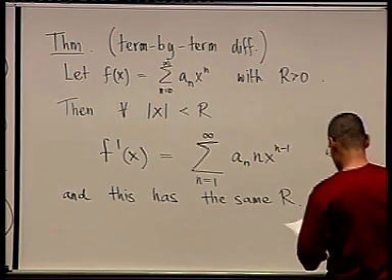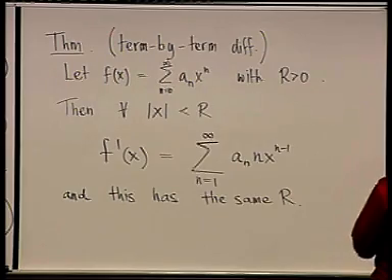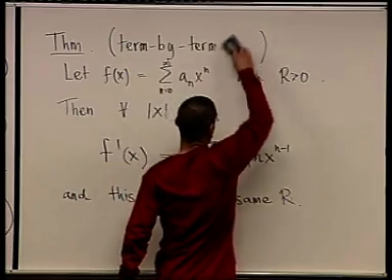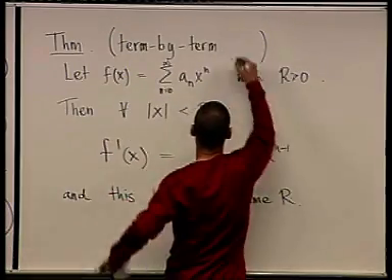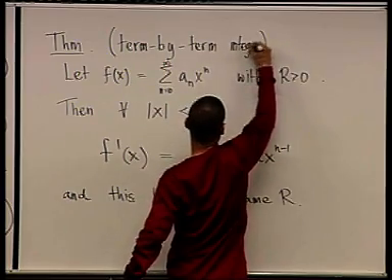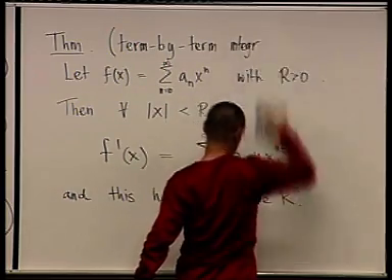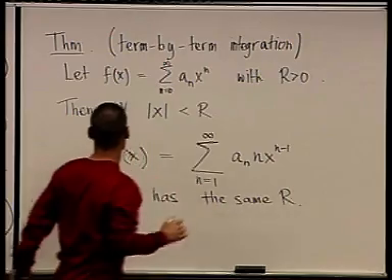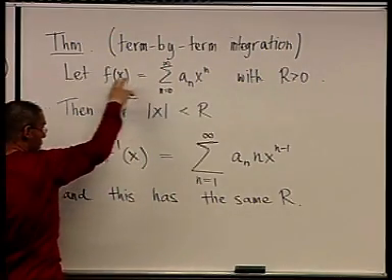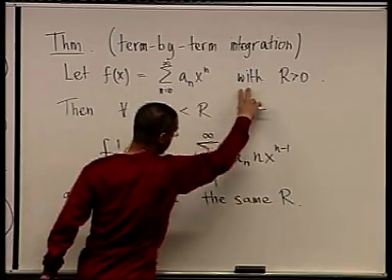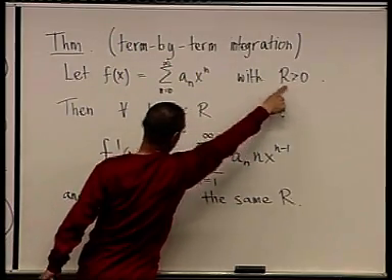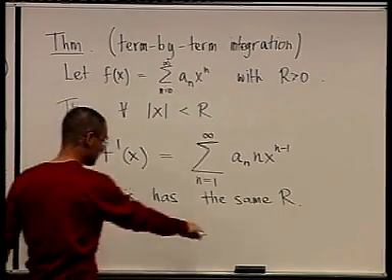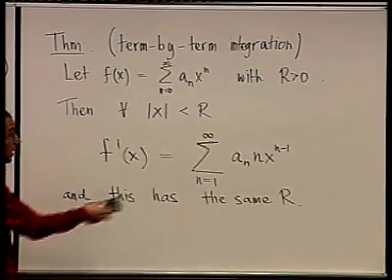Okay, our next theorem is going to be called term-by-term integration. So we start with a series converging to a function on some interval which is not just the point 0, so r is positive. Then for any x less than r, now instead of looking at the derivative, I want to take the integral.